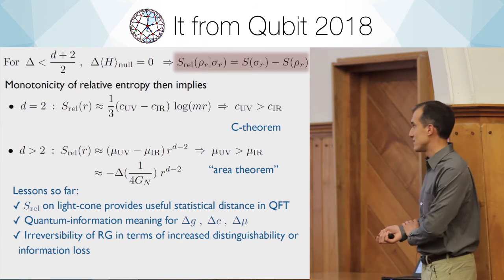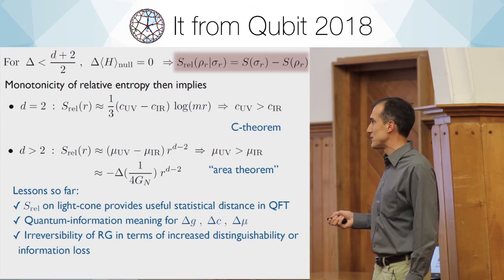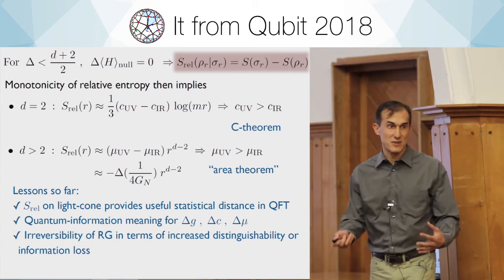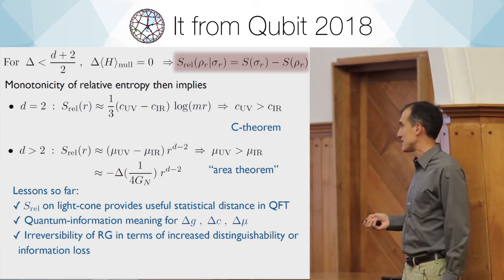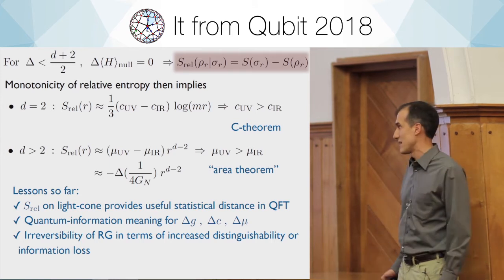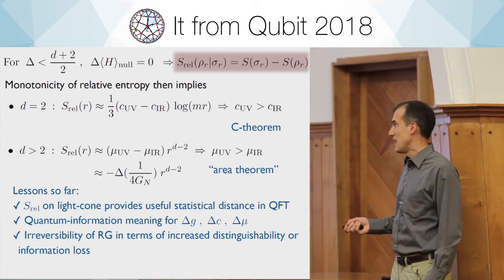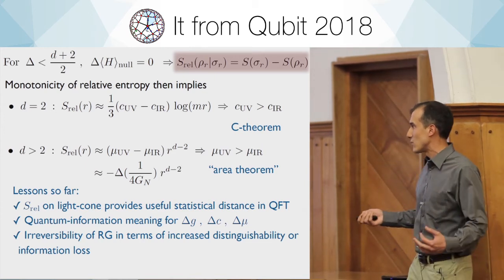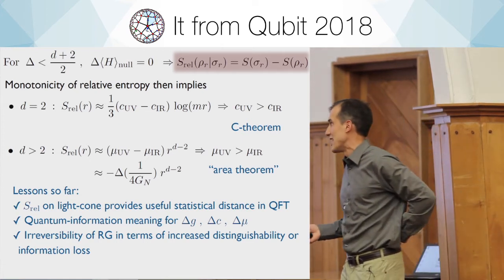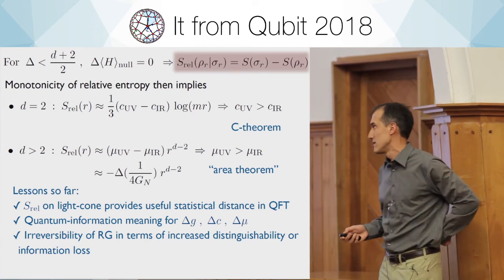So, okay, what are the lessons so far? I have tried to argue that we should think about the relative entropy and then take the light-cone limit because this provides a useful notion of statistical distance between QFTs, okay? And it gives us the quantum information meaning of both c, and the area term, okay? It's basically saying that all these quantities are a measure of distinguishability between states. And then the irreversibility of the RG in this quantum information context is a measure of distinguishability, or if you want equivalently, a measure of how much information the IR state is losing compared to the UV state.